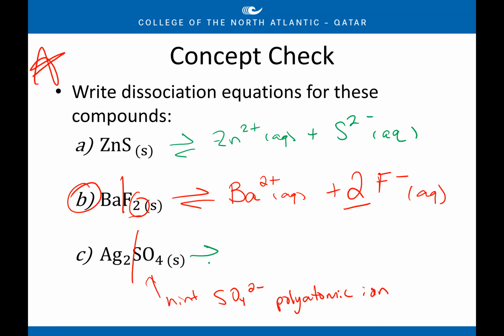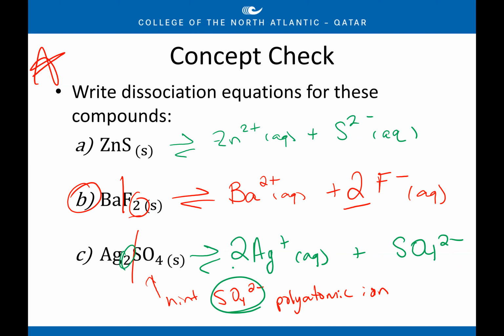So let me do C, and I'll set us up for the next part. Okay, so C breaks down into silver, one of my favorite elements, and sulfate ion. Remember, SO4 2- is a polyatomic ion. Again, don't stress too much about this. Okay, that is not the complete answer though, because the 2 in front of the silver means I need to put a 2 here.